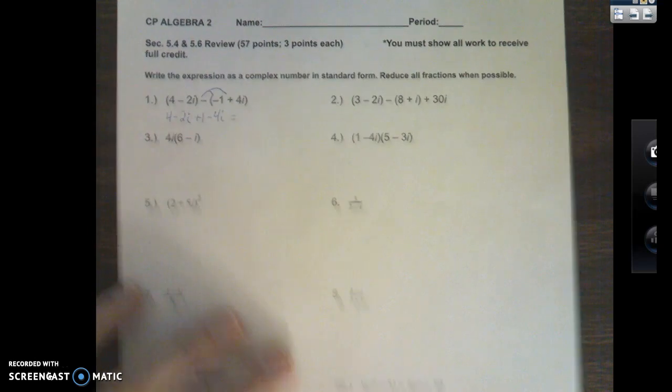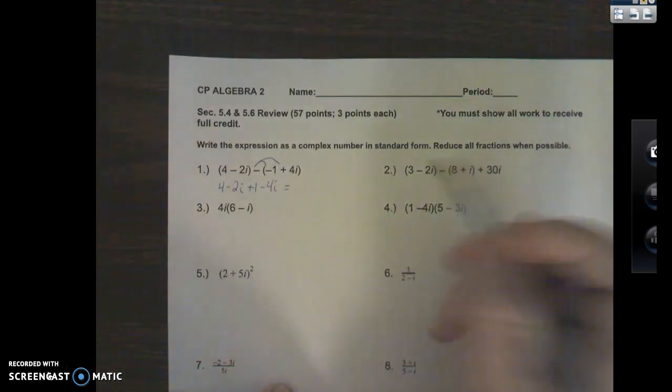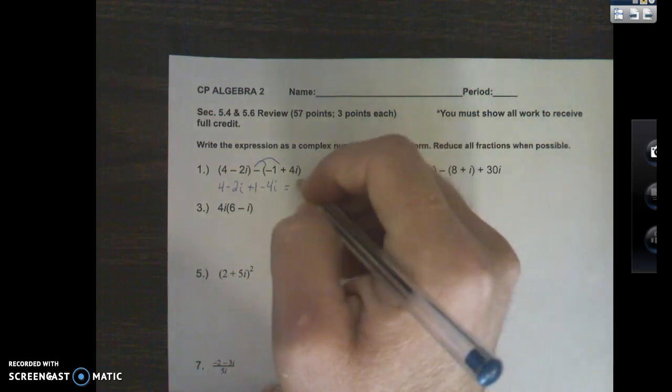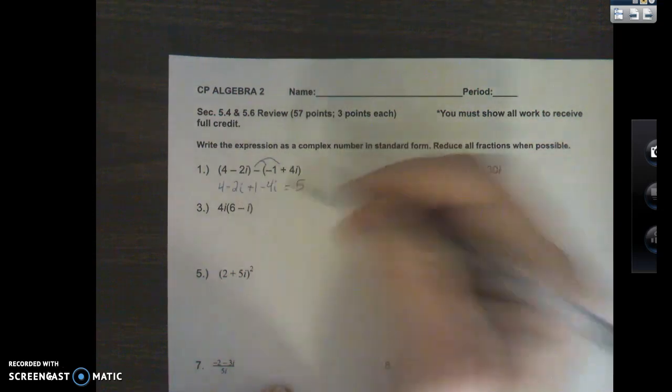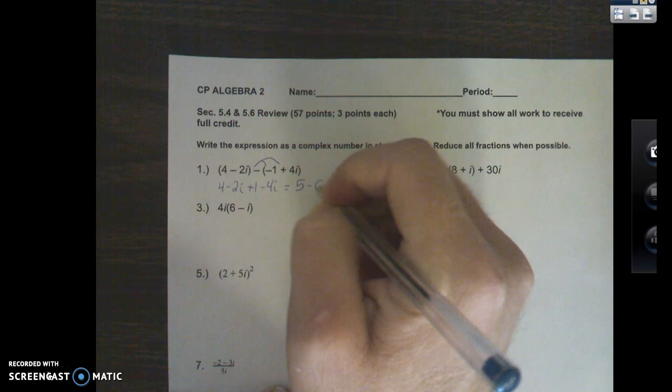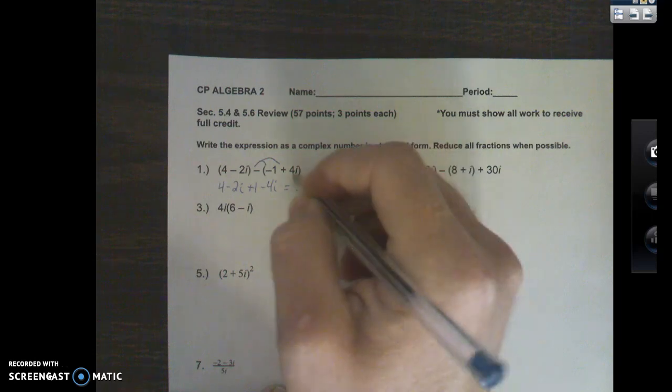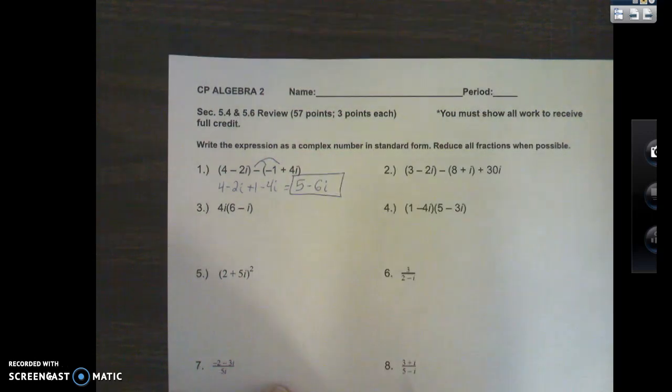We always want to add the numbers first. So 4 plus 1 gives me 5. And then negative 2i minus 4i is minus 6i. I can't combine an imaginary unit with a regular number, so that just stays the way it is. We're all set.